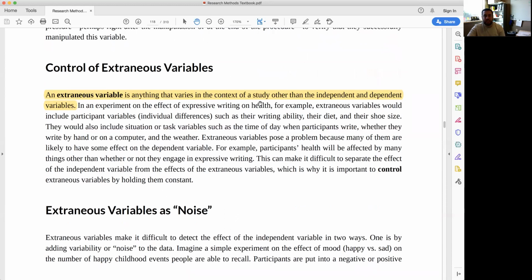Extraneous variables: anything that varies in the context of a study other than the independent and dependent variables. So here it mentions stuff like writing ability, diet, shoe size. This is going to be for health. Anytime we have a variable in question, we have to recognize that there's going to be extra things that are brought in. How well can we control those extra things? Sometimes we just can't. Sometimes it just is not feasible for us to deal with extraneous variables.